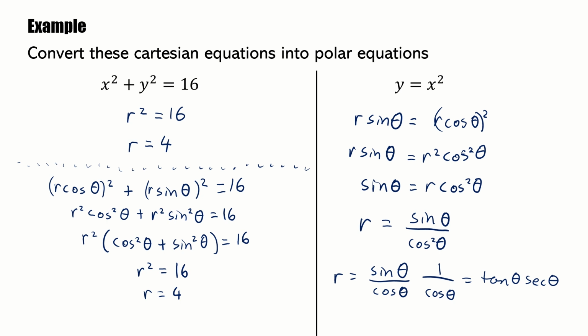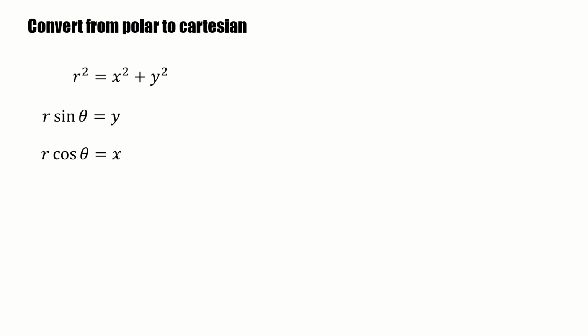Nice. Okay, so that's going from Cartesian to polar. What happens if you're going the other way around? What happens if you're converting from polar equations to Cartesian equations? Well, the simple answer initially would be to just say, well, we can just use those same conversions already. If you've got an r squared, replace it with x squared plus y squared. If you've got an r times a sine theta, you can just instantly replace it with a y. And if you've got an r cos theta, just instantly replace it with an x.